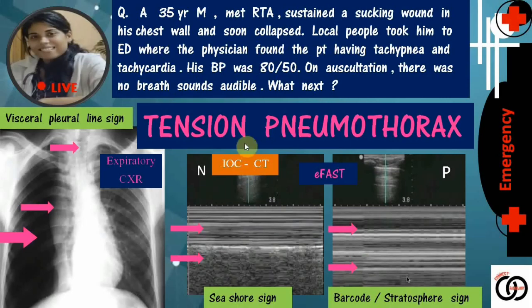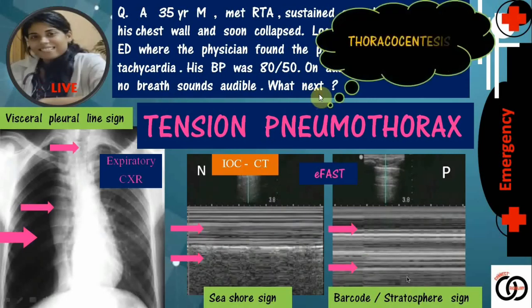Now coming back to the question, what next? See, as pneumothorax is an emergency and diagnosis is clinical, we will proceed with urgent needle thoracocentesis in 5th intercostal space in the mid-axillary line, followed by the definitive management, that is tube thoracocentesis. Moving forward, our second case.